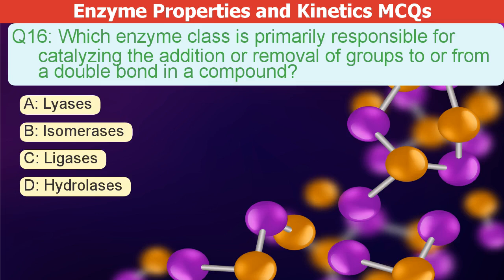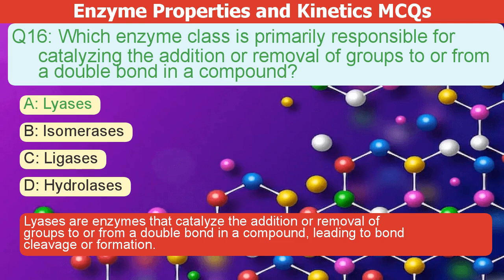A. Lyases. B. Isomerases. C. Ligases. D. Hydrolases. The correct answer is A. Lyases are enzymes that catalyze the addition or removal of groups to or from a double bond in a compound, leading to bond cleavage or formation.